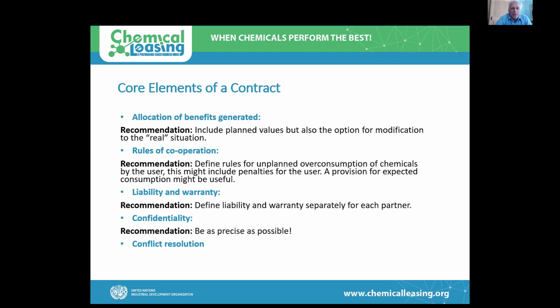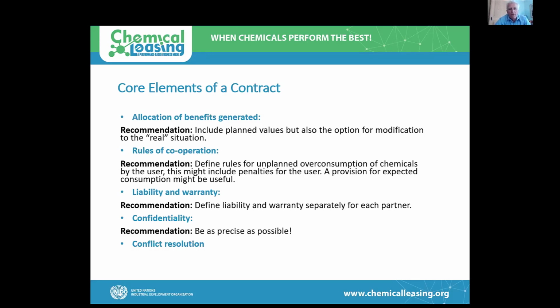Then rules of cooperation. This is something important and not obvious at first moment, but it is necessary to define rules for unplanned overconsumption of chemicals by the user, as this might heavily impact the supplier if all of a sudden consumption goes up very high. And so this needs to be addressed in the contract. For example, penalties for the user can be included if unplanned overconsumption, unforeseen use of chemical takes place.